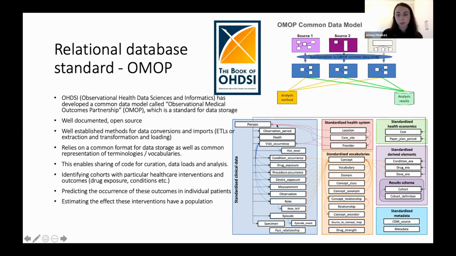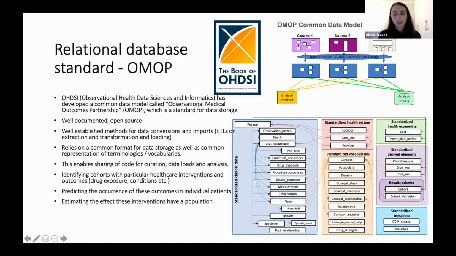So this is a person-centric model, as indicated in this diagram at the bottom right. And so every structure in this model is linked to the person table. And most of the other structures can be linked to a visit. So you can link the drug exposures and the measurements, etc., all to a visit that has occurred. And using this structure, it can be really easy to identify cohorts with particular healthcare interventions and outcomes.